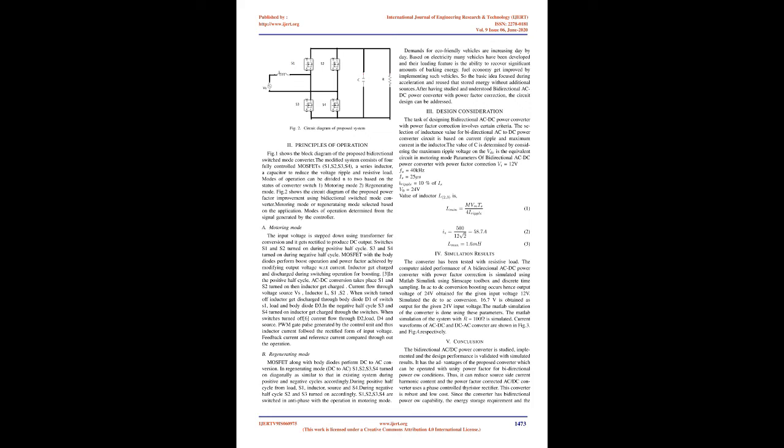In the positive half cycle, AC-DC conversion takes place. When S1 and S2 are turned on, the inductor gets charged. Current flows through voltage source Vs, inductor L, and S1, S2. When the switches are turned off, the inductor is discharged through body diode D1 of switch S1, the load, and body diode D3.